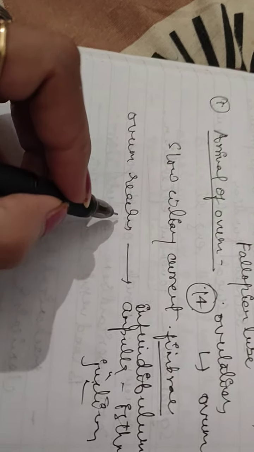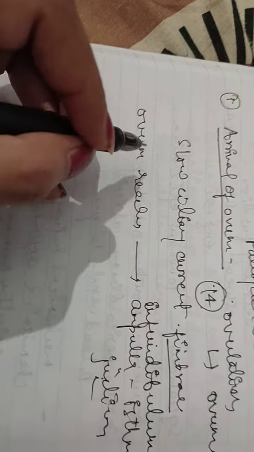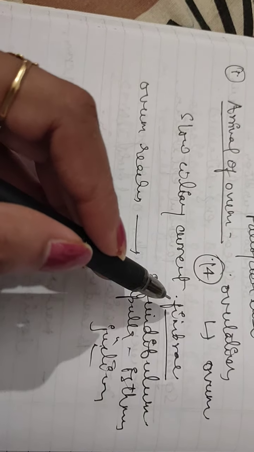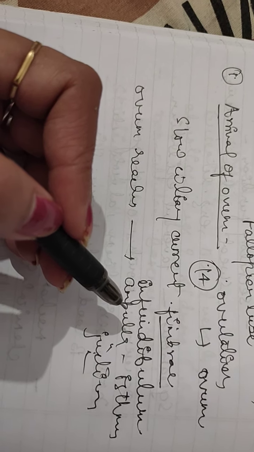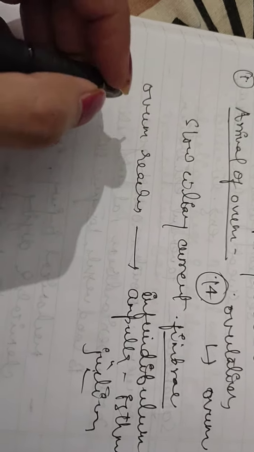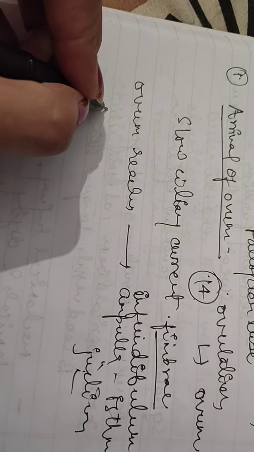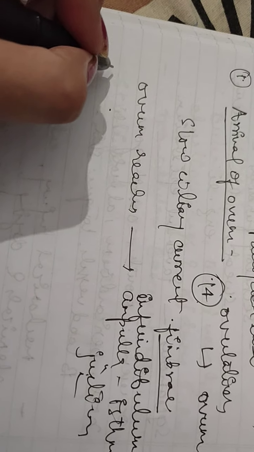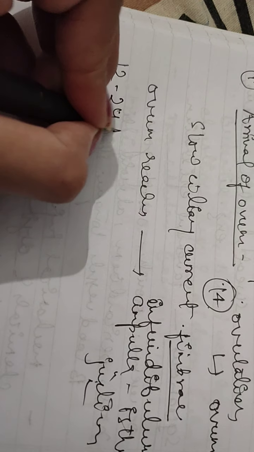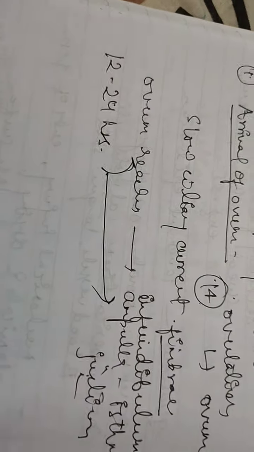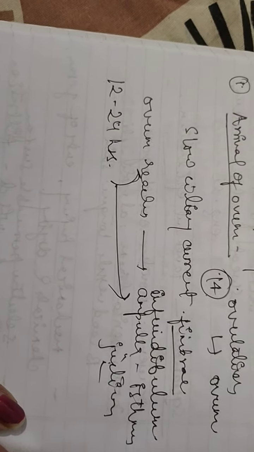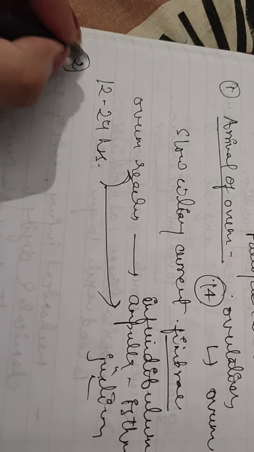So the first part is the arrival of ovum, and how the ovum reaches the ampullary isthmic junction due to ciliary movement at the part of fimbriae or infundibulum. There is so much ciliated epithelium and so many cilia, and it takes 12 to 24 hours for the ovum to reach this part, the site of fertilization.